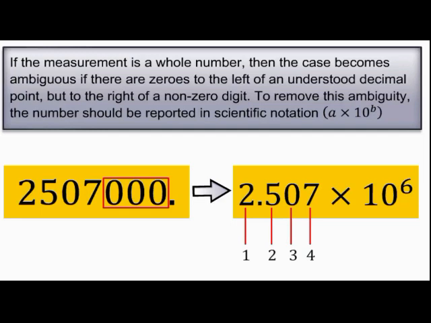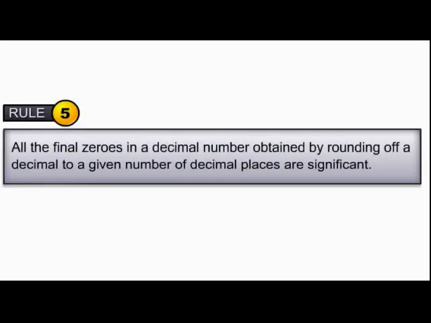The fifth rule says that in any measurement, all the final zeros in a decimal number obtained by rounding off a decimal to a given number of decimal places are significant.